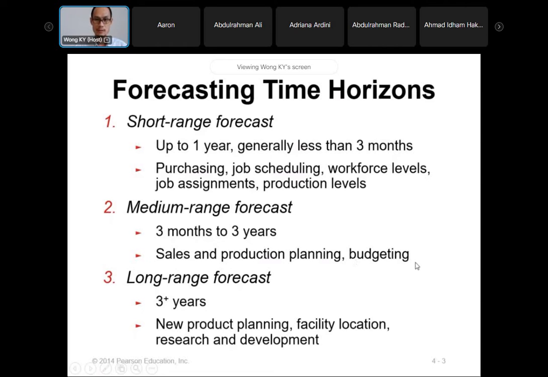financial budgeting and so forth. And long range forecast is normally for more than 3 years. For example, forecasting new product planning, whether we need to launch a new product or not. Forecasting about facility location, where we should start a new factory, and also activities related to research and development.